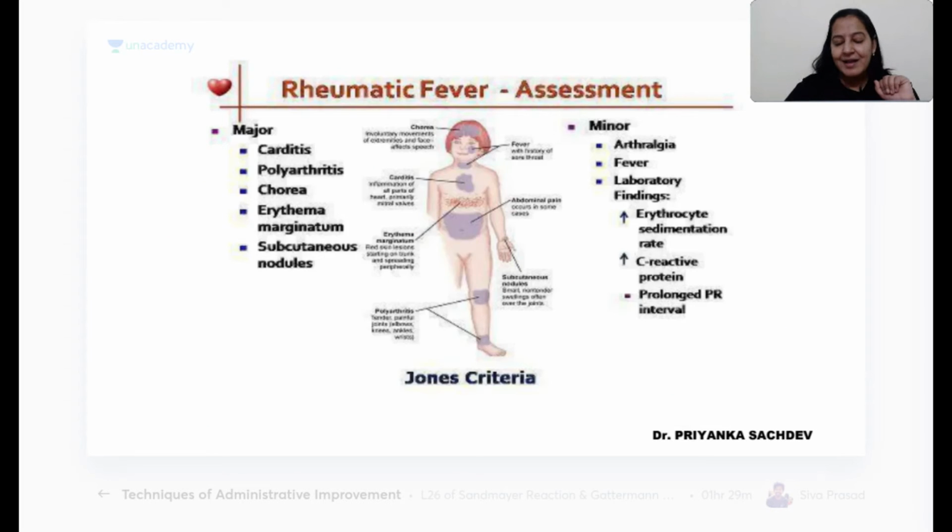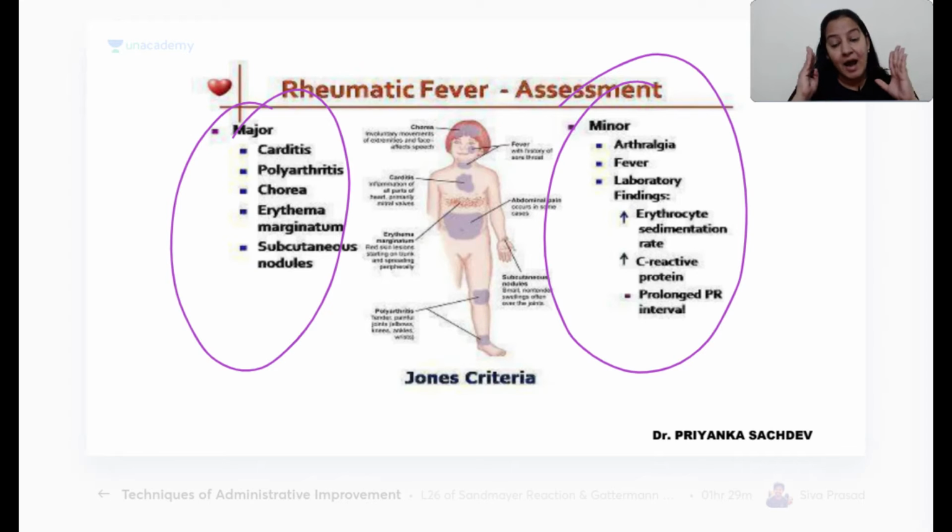What are the 3 supportive criteria? These are the 5 major and these are the 5 minor. If only these are present, we will not say it is rheumatic fever. Along with them, there is a history of pharyngitis. So history of pharyngitis is a supportive criterion. If these things occur in a child without pharyngitis, we won't label the child as rheumatic fever. Apart from these 5 major and 5 minor, there should be pharyngitis by group A beta streptococcus bacteria.